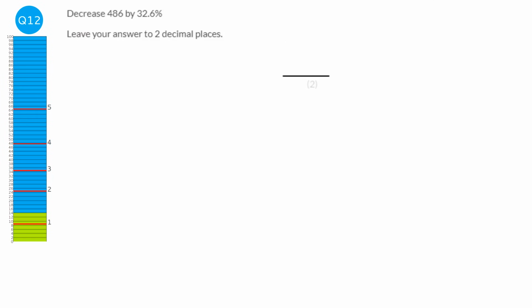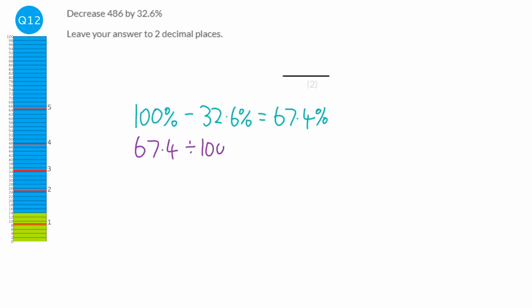We're going to start off by finding what the multiplier will be. So we will start off with 100%, and it's a decrease of 32.6%. So we're going to take that away, and that will leave the percentage as 67.4%. Next we need to convert that into a decimal. So we're going to divide it by 100, and that will make it into a multiplier.